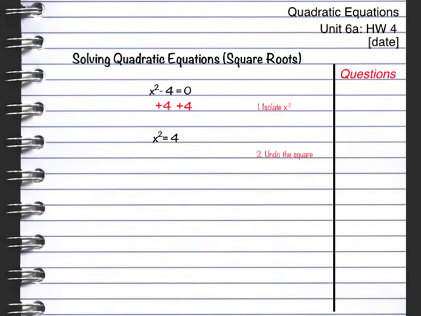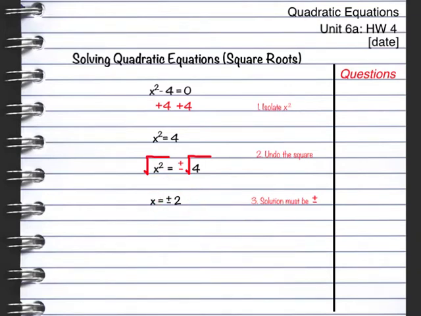Next, we need to undo the square, and we do that by taking the square root. Now keep in mind, whenever you take the square root of something, you need to show it as a plus and minus square root. And we'll talk about that in just a moment. I know we've mentioned it in class, but we'll expand on that some more. And then a square root and a square will undo each other. And the square root of 4 is 2. And we have a plus or minus 2.